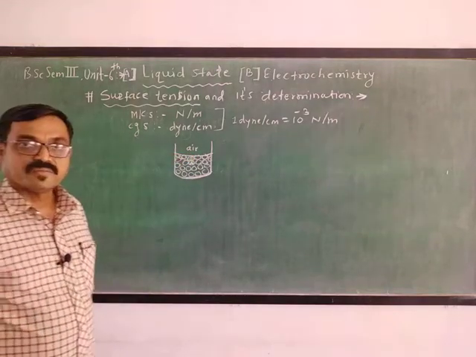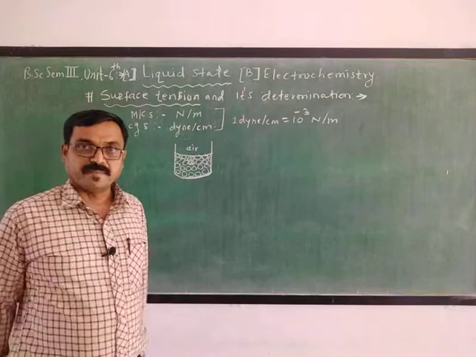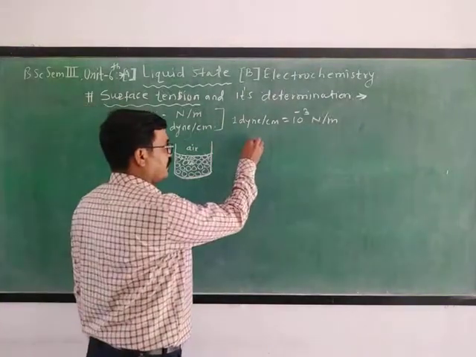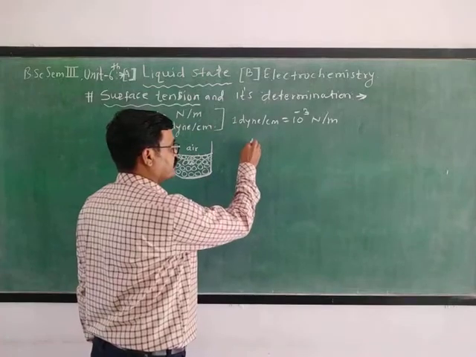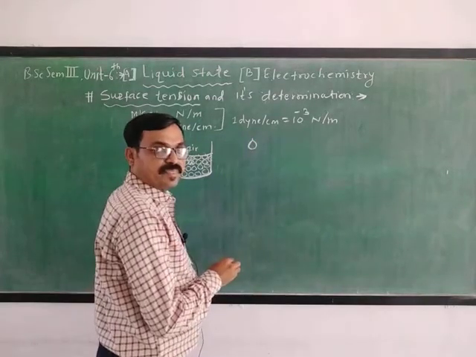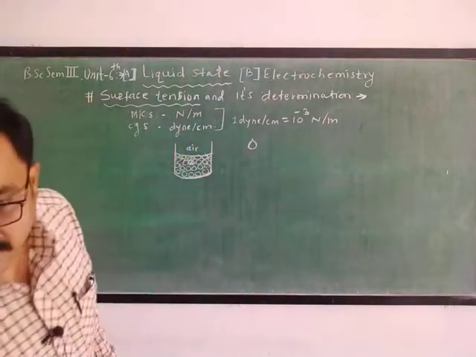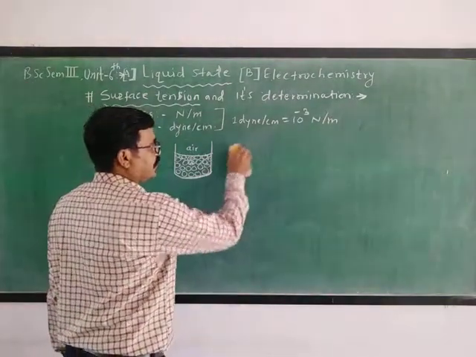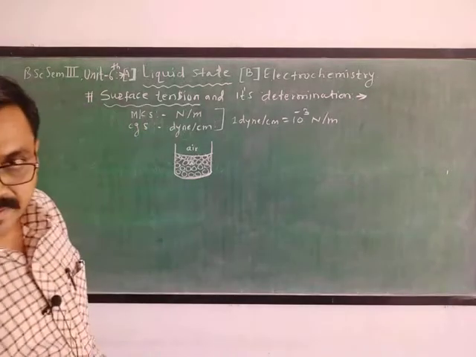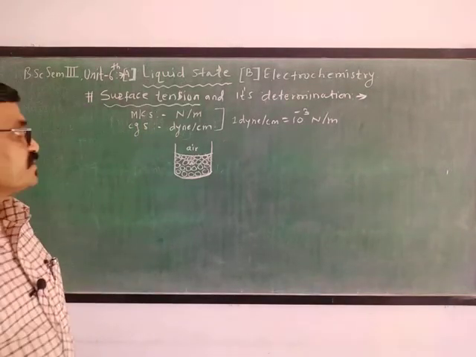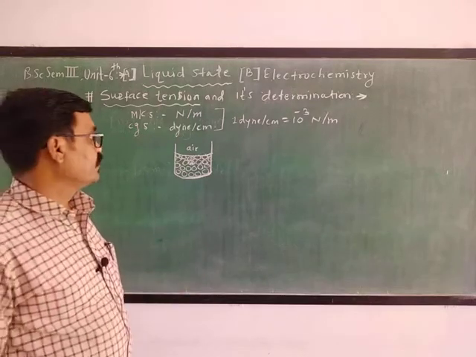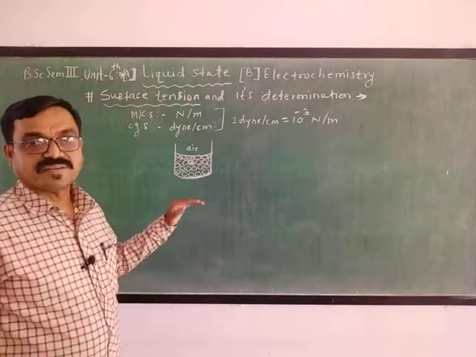Again, you know why a drop of liquid is spherical. If a drop of liquid is taken, it is spherical in shape. Why is it so? It is due to the surface tension, and this spherical shape reduces the surface area of that drop of the liquid. In this way, this is about the surface tension.